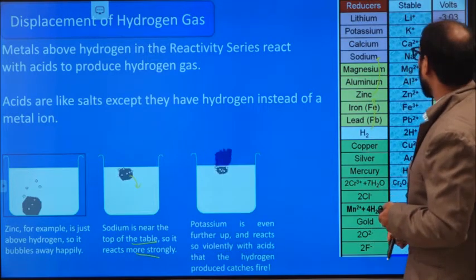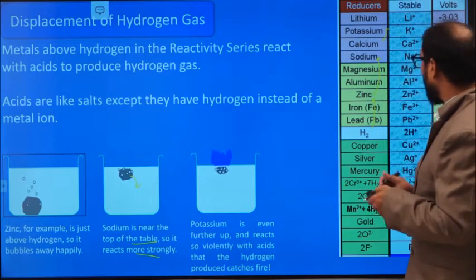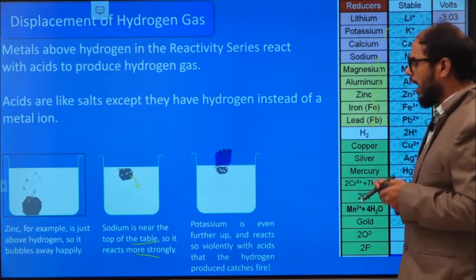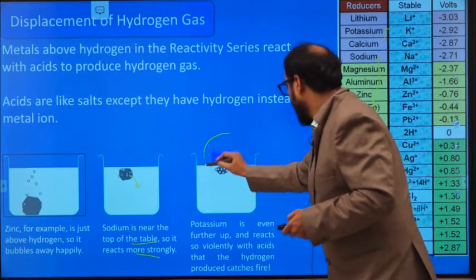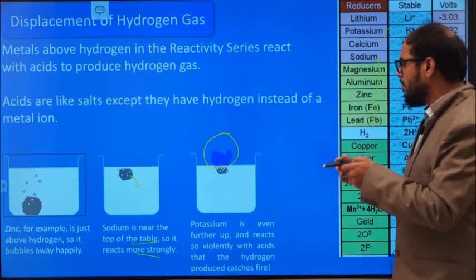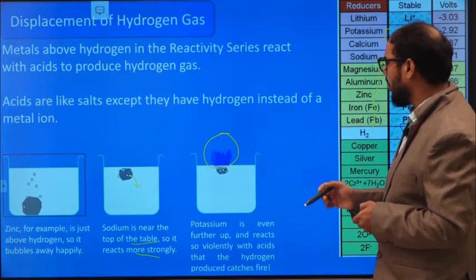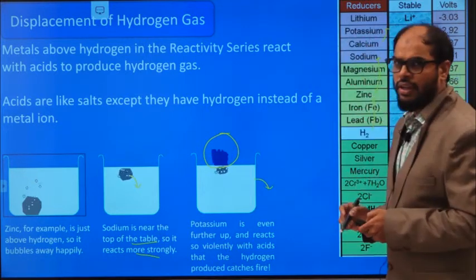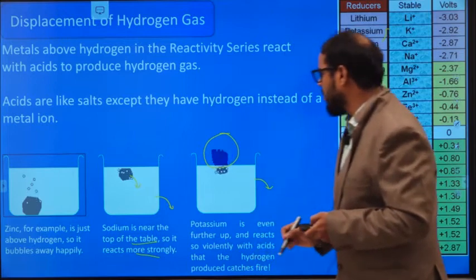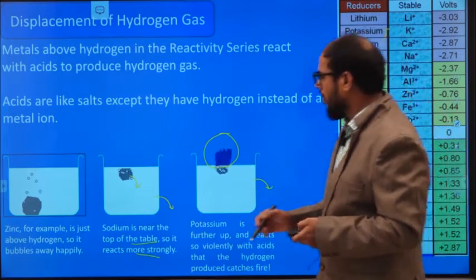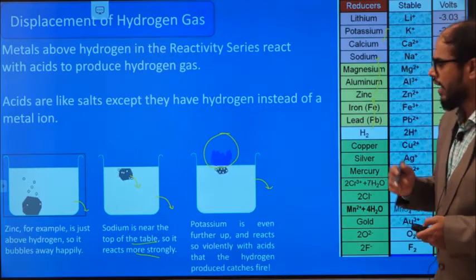Parallelly, we have potassium, which is placed much higher in the electrochemical series, and this potassium will violently react, liberating hydrogen gas, and the reaction is so exothermic that it will catch fire. So from this we can easily make out that the tendency of potassium to liberate hydrogen is more efficient when compared to sodium, and the efficiency of sodium to liberate hydrogen gas is more in comparison to zinc. So all these elements liberate hydrogen gas.